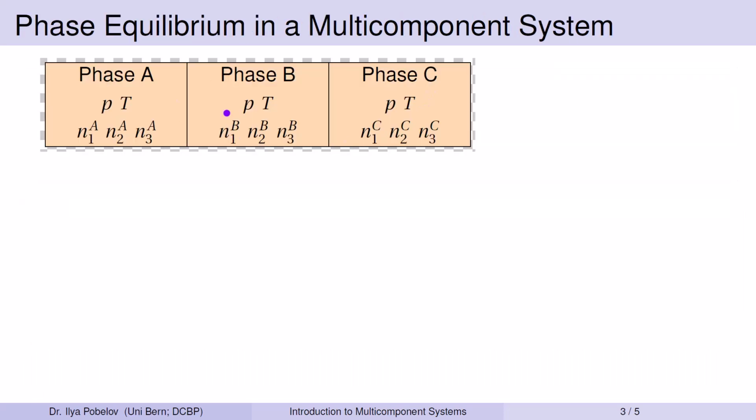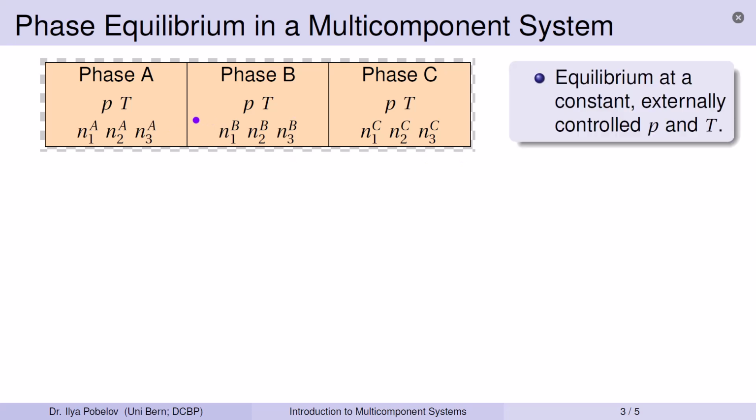This figure illustrates phase equilibrium in a multi-component system. There are several key ideas to comprehend. Consider a system in equilibrium at a constant, externally controlled pressure and temperature. Across all phases, the system maintains uniform pressure and temperature, denoted as P and T in our illustration. However, the amount of each substance can differ from one phase to another.